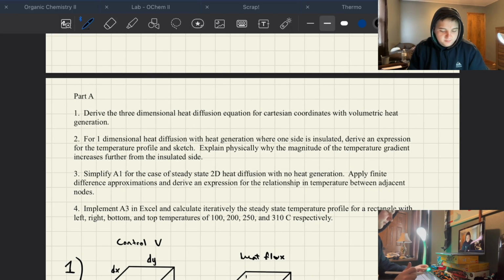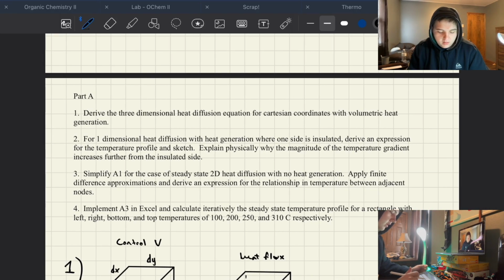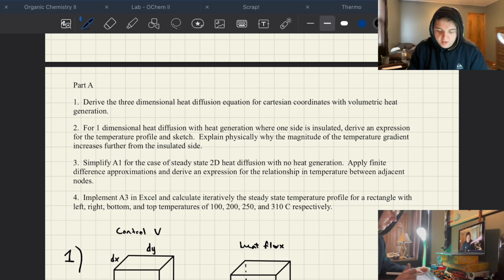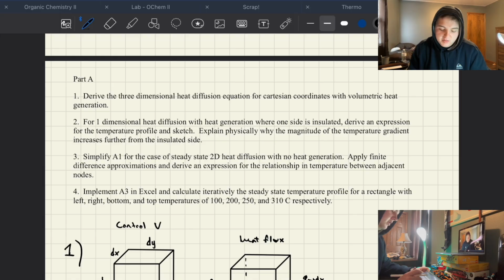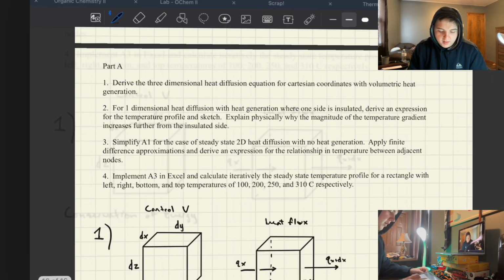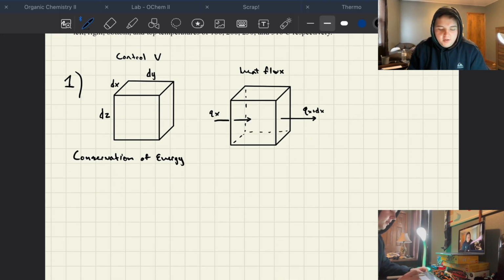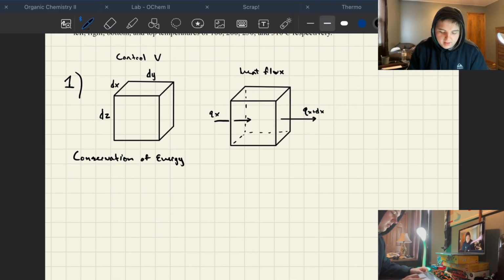The first question is derive the three-dimensional heat diffusion equation for Cartesian coordinates with volumetric heat generation. So what I have started here is just a couple diagrams.